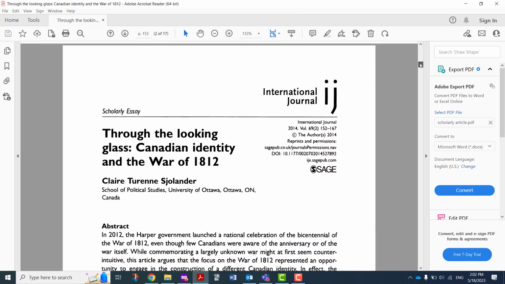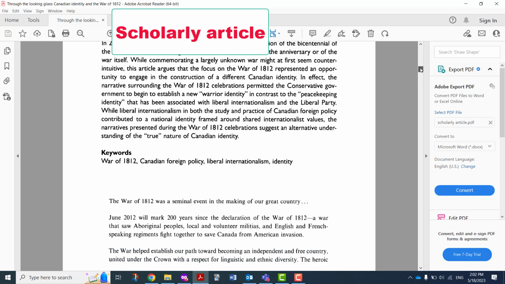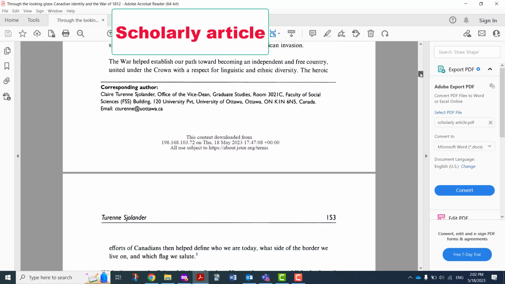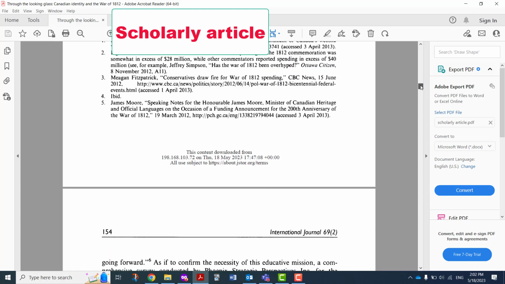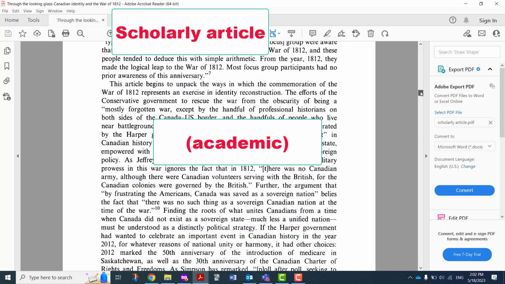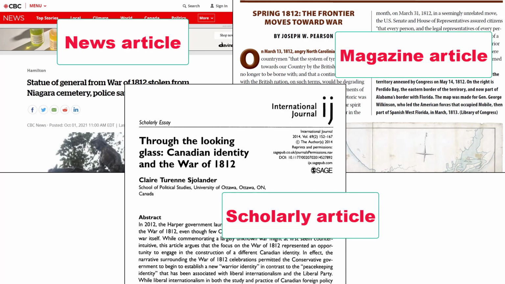This third kind of article is a scholarly article. These articles are sometimes called academic or scientific articles. As you'll have guessed, this is our academic source. Let's look at the differences between these 3 articles so we can learn to tell them apart.